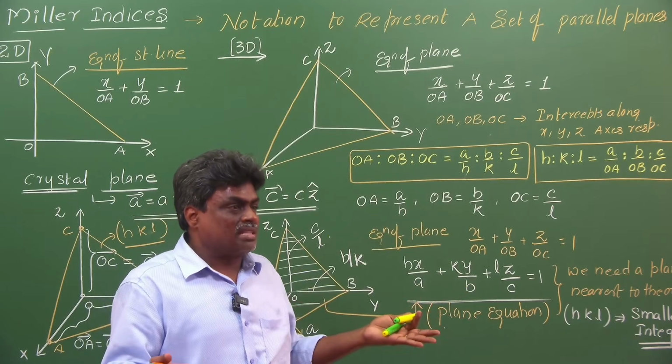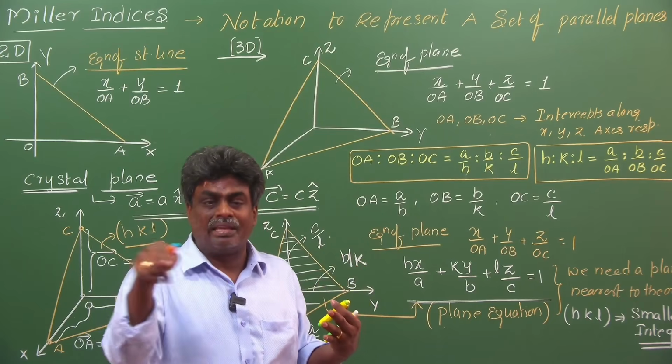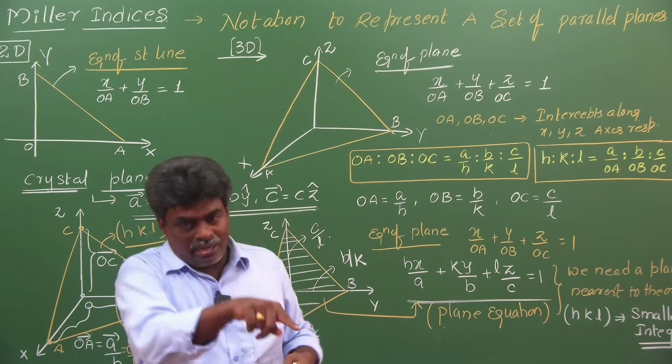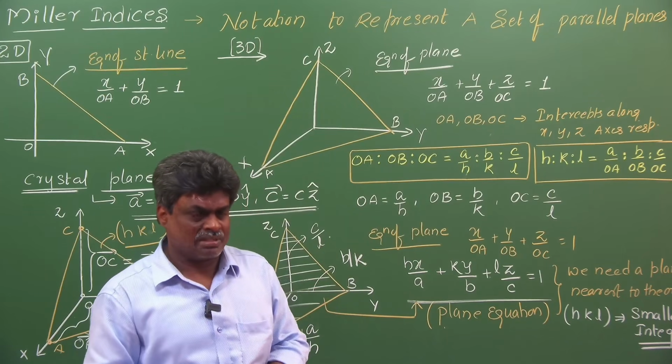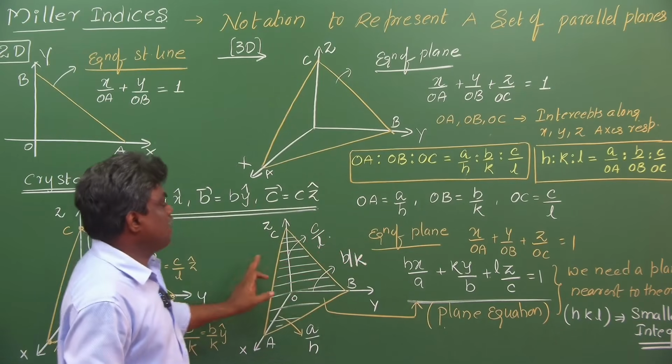If there is no intercept, no cutting. No cutting means what? A parallel. Parallel means what is the intercept? Infinity. Miller indices is 0. I hope you know all these things, basics. Everybody understand this? Sure. So what is the crystal plane equation?